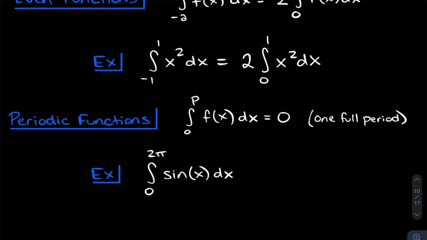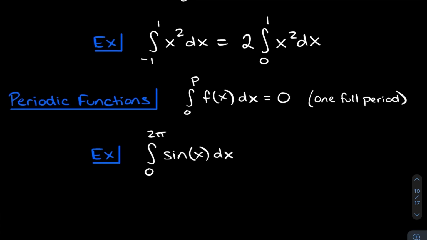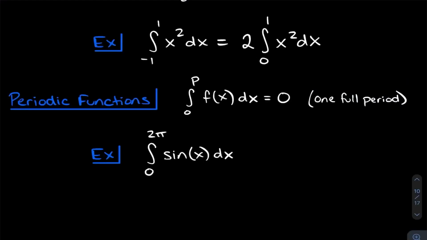Now the last type of symmetry that I want to talk about is periodic symmetry. This is something like with sine of x and cosine of x, all that. I know that I mentioned earlier that sine of x is an odd function, and I guess on that note, cosine is an even function. I'll show you that right now.